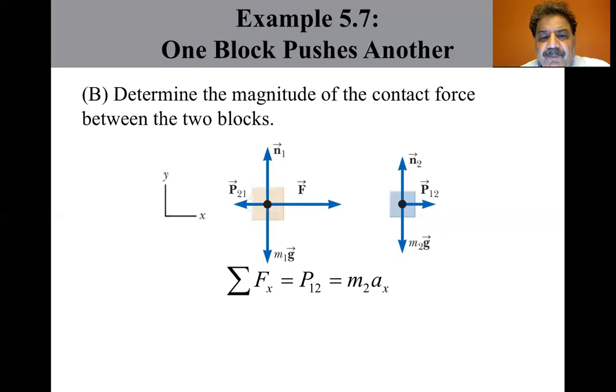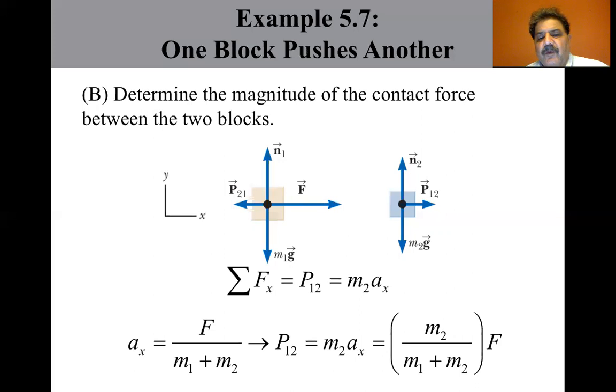So the force in the x direction, P12, equals M2 times the acceleration in the x direction. Substitute the values of the acceleration. The force is equal to the sum of the forces.